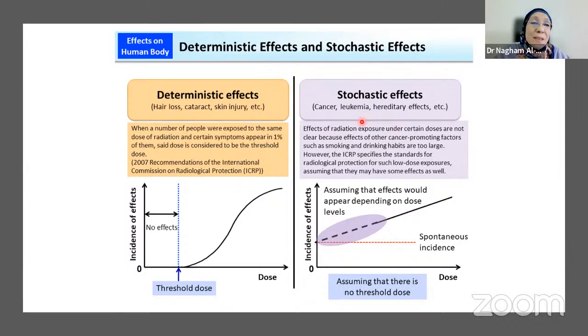So this stochastic effect is something that we cannot see, like development of cancer, leukemia, hereditary effect. This is something we don't see until it is well developed. And this development usually doesn't happen the next day or the next week. It could be 1 decade or 2 decades or more. And this is what makes this assessment and measurement difficult.